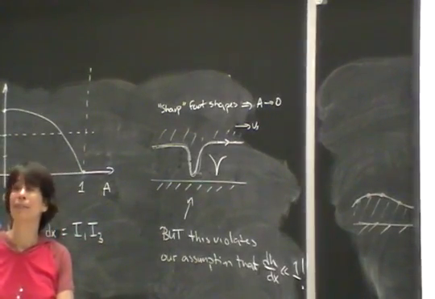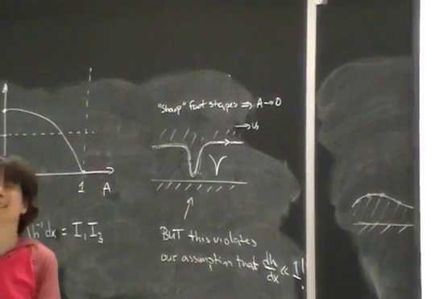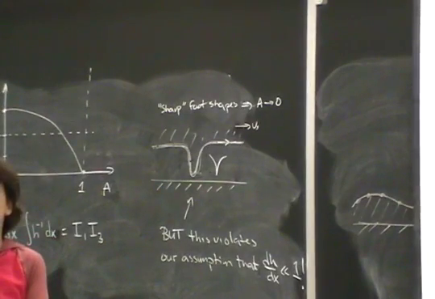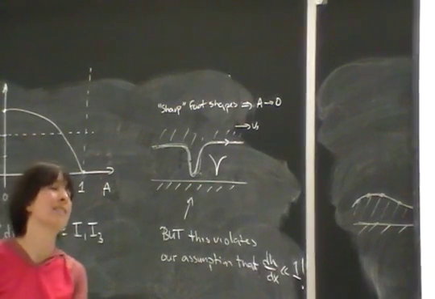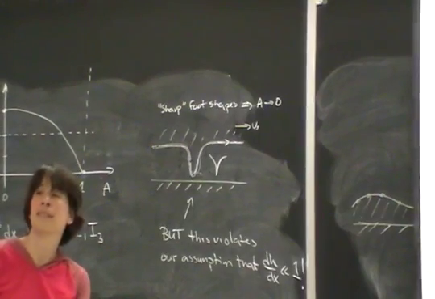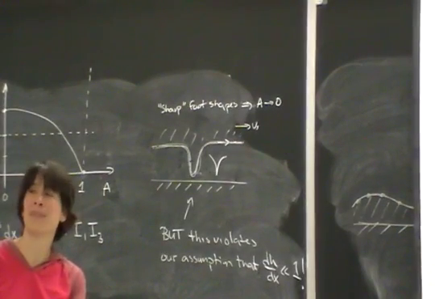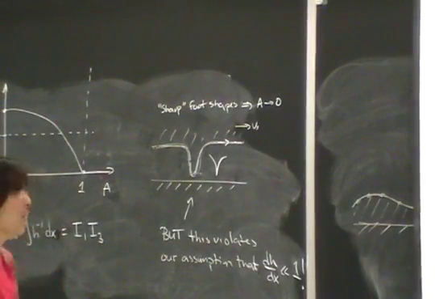A question for Mike. The color of the movie, is that pressure? I'm sorry? The color in the movie, is that pressure? It's vorticity, I think. Yes, it is vorticity. That's right. Good, okay, so that's the puzzle.